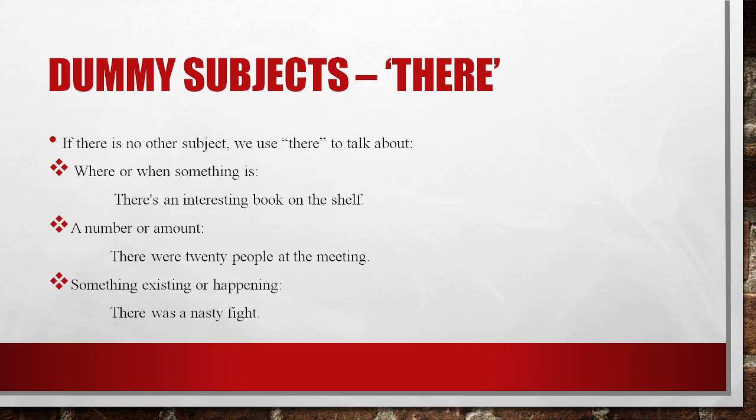Dummy subjects like "there." If there is no other subject, we use there to talk about where or when something is. There is an interesting book on the shelf. Year, number or amount: there were 20 people at the meeting. Something existing or happening: there was a nasty fight.